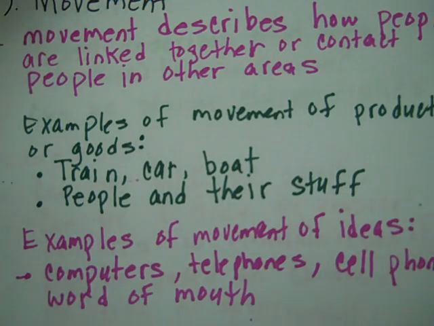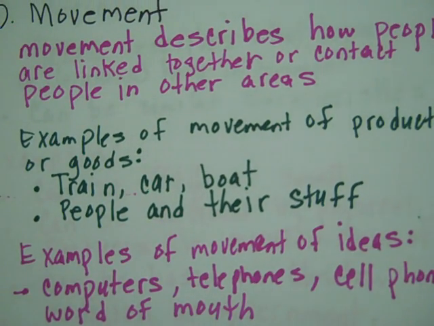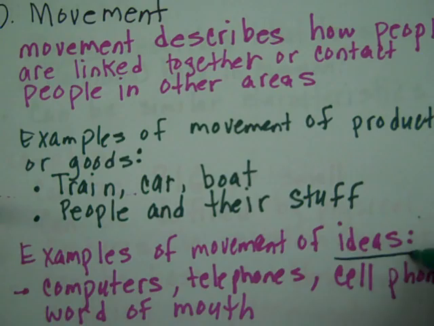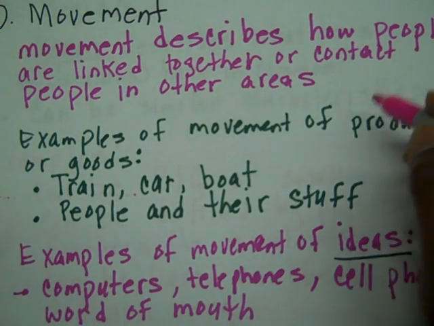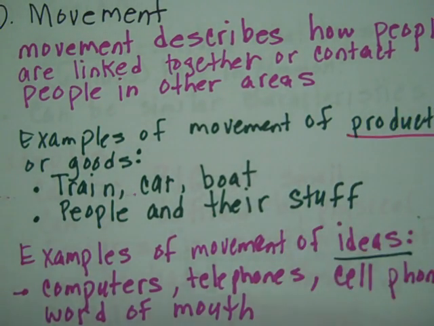Second theme of geography is movement. Movement describes how people are linked to each other. Movement is pretty much answering the question, how do people and ideas get around? It describes how people in one area keep in contact with the other. There are different examples of movement. We can move products, we can move ideas, we move people and their personal stuff. We can move things around by word of mouth, computers, satellites and telephones.